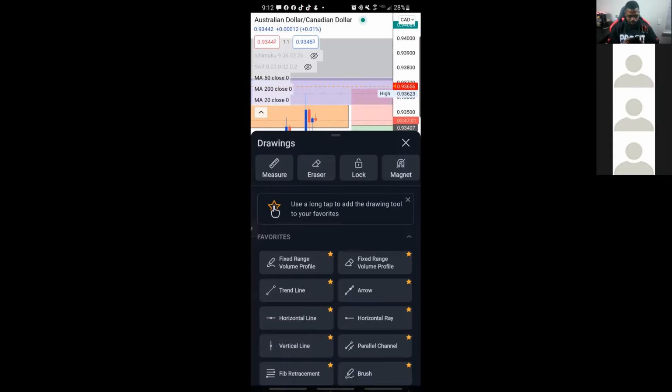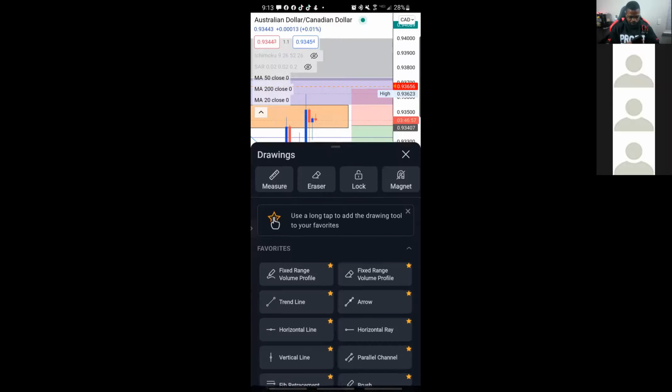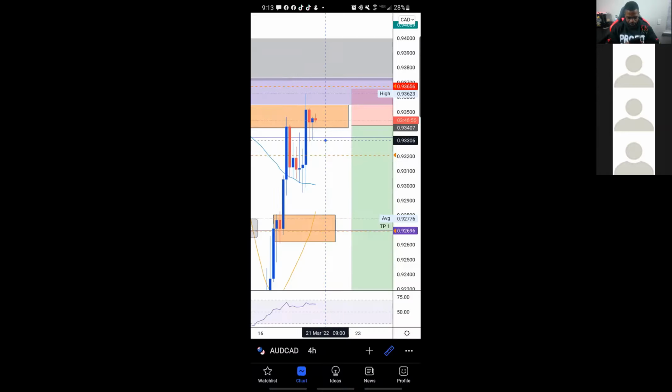You hit the drawing tool. All right. So to get to the measuring tool on your phone, you hit the drawing tool and you tap measure. Let's say you entered late and we're at this point down here. You would measure from this point up to the stop loss.